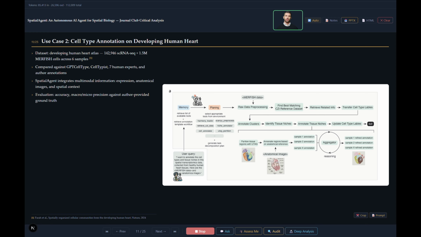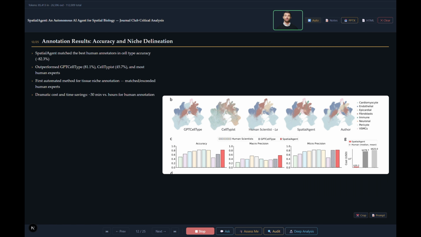A critical methodological note: the authors use the original paper's author-provided annotations as ground truth, which they acknowledge introduces inherent bias. This is a common problem in the field, but it's worth discussing whether this is a fair benchmark.